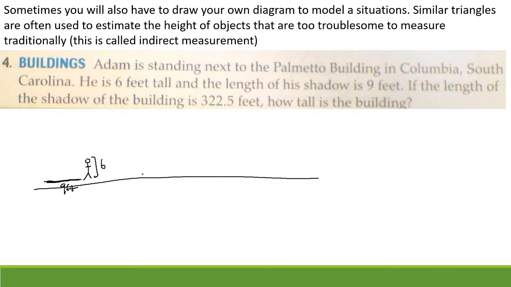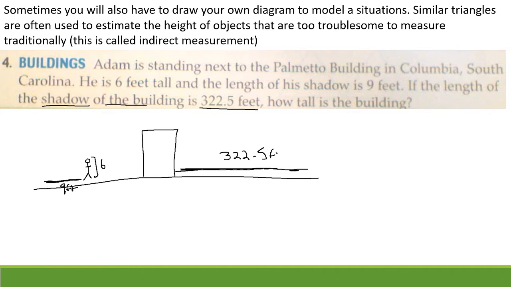And it says he's standing next to a building. And it says the shadow of the building is 322.5 feet. So I'm going to draw it this way, even though technically speaking, if it's a shadow, it'd probably be going in the same direction. But just for clarity's sake, we're going to draw the shadow of the building here. And that's 322.5 feet. We want to know how tall is the building, x.